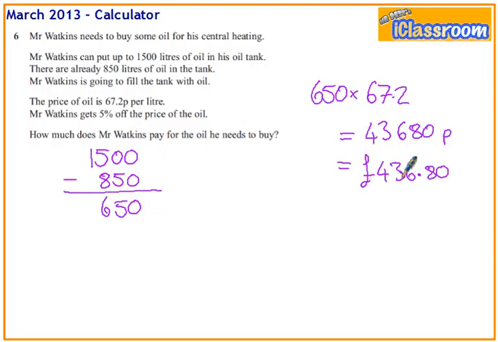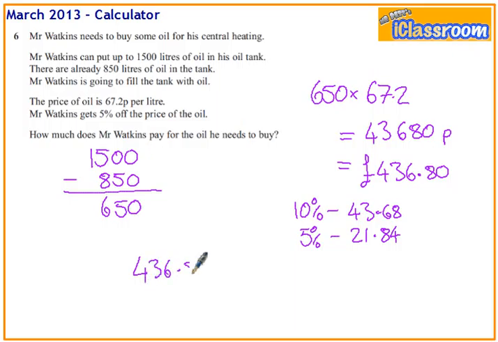So let's find 5%. Lots of different ways of doing this. Our old favourite, find 10%, which is going to be £43.68. Then we can half that to find 5%, which is £21.84. Now all I need to do is take that off, because he gets 5% off the price of the oil, so I need to do my £436.80, and I need to subtract from that the £21.84 discount he receives to end up with my final answer of £414.96.